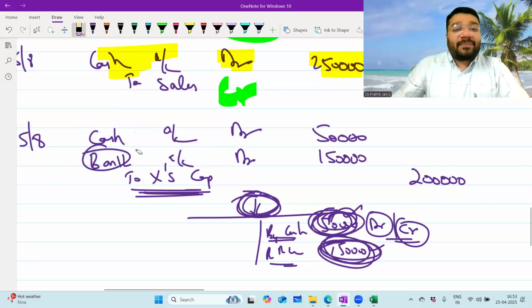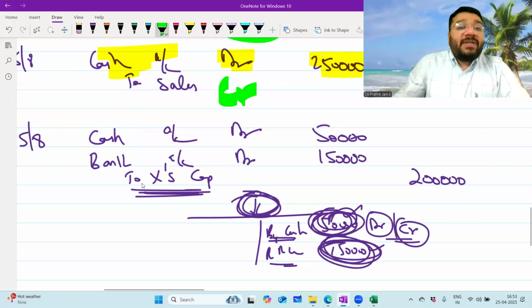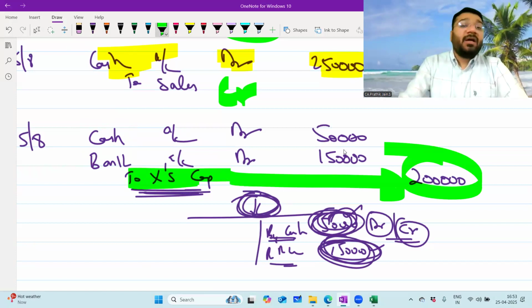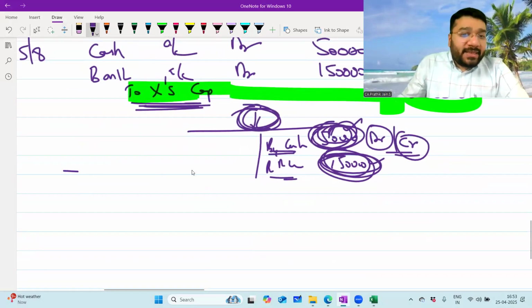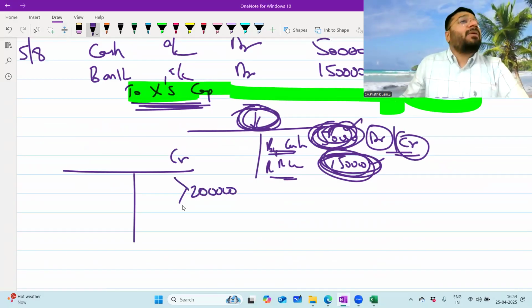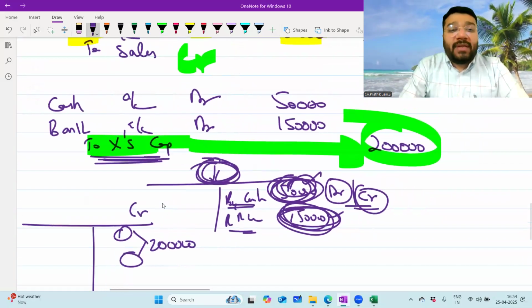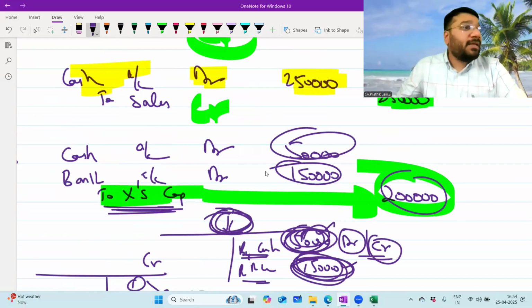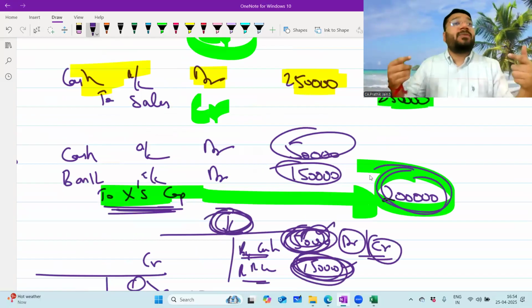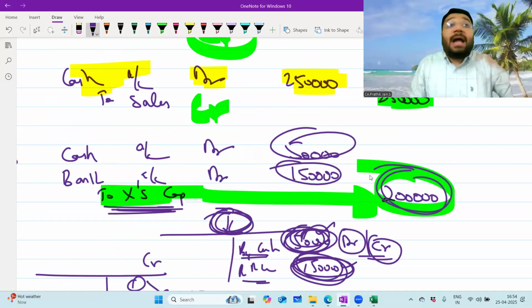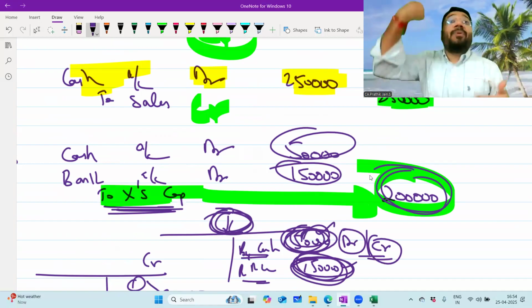Listen to me very carefully. Whenever you're posting, in whichever account you're posting, whatever amount is there opposite to it, you have to post. The problem with the compound entry is that if I go to the excess capital account and post 2 lakh rupees on the credit side, I'm not able to split how much is cash and how much is bank, because that is shown separately. So whenever you're posting a compound entry, where the amount is compounded, meaning the amounts are added, you have to break that amount into as many parts as there are on the opposite side.